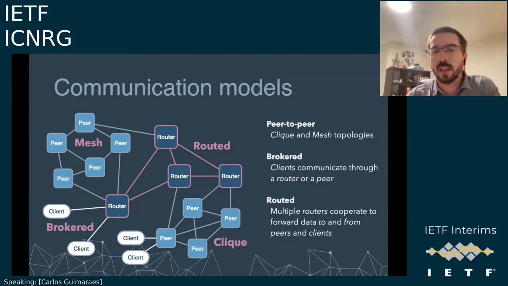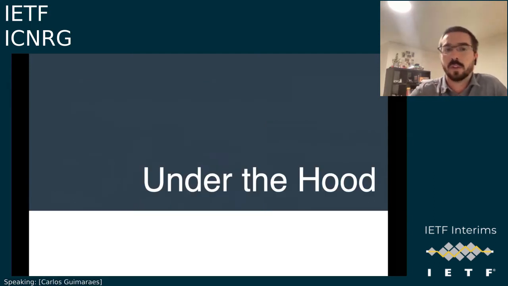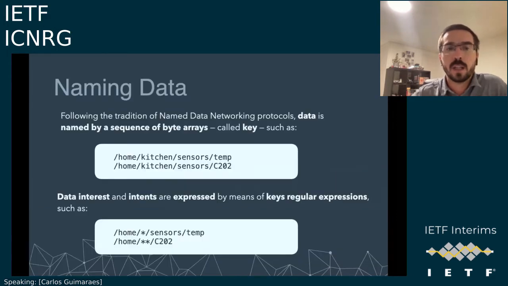So this is just a quick overview of Zeno, but now let me go a bit under the hood so we can see a bit more on some of the choices we made. So first, how do we address the data?